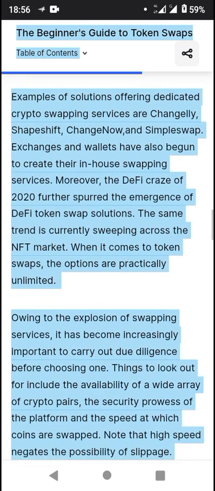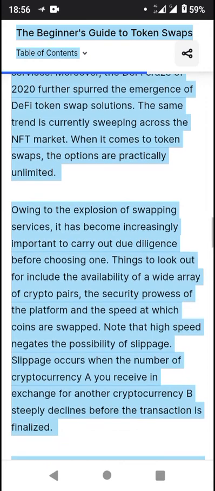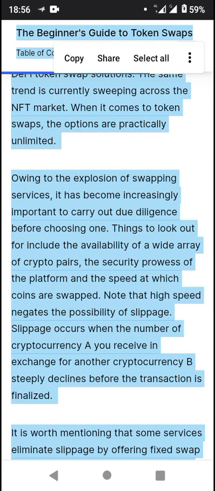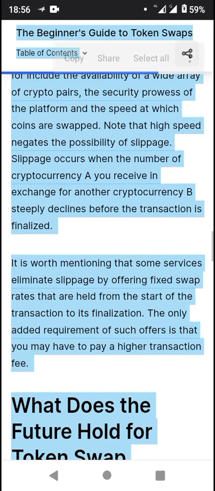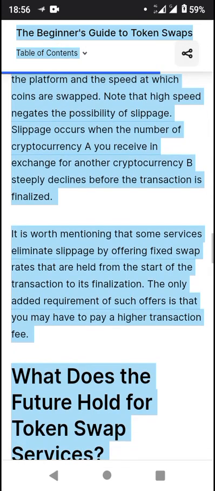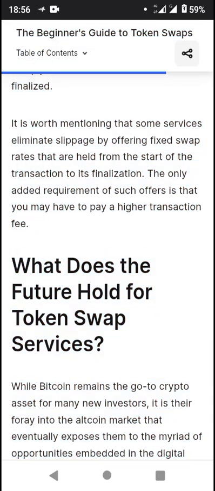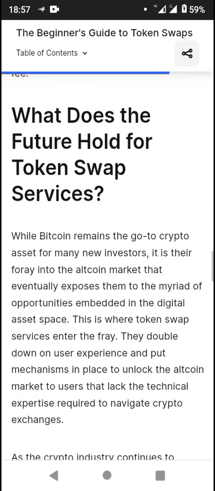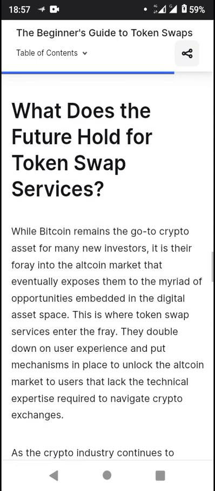Moreover, the DeFi craze of 2020 further spurred the emergence of DeFi token swap solutions. The same trend is currently sweeping across the NFT market, which we also want to look into. It is worth mentioning that some services eliminate slippage by offering fixed swap rates that are held from the start of the transaction to its finalization. The only added requirement for such offers is that you may have to pay a higher transaction fee. So those are some of the perks, guys. The slippage gives you the opportunity to buy these tokens at a cheaper transaction fee.